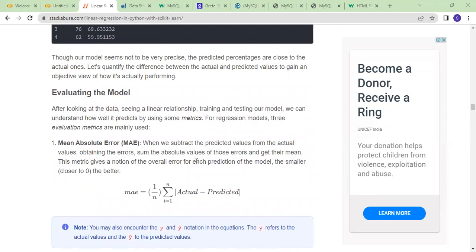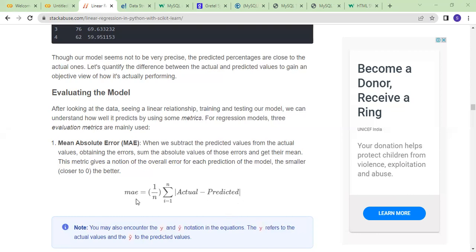So mean absolute error is basically where we subtract the predicted value from the actual value and obtain the errors, then take the sum of the absolute values of those errors and get their mean. So subtracting the predicted value from the actual value, we get certain errors, and we sum those errors and take the mean. This is the mean absolute error metric.